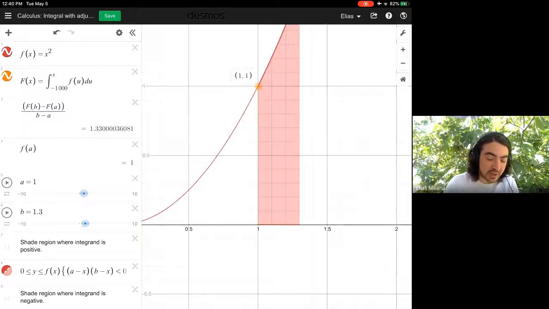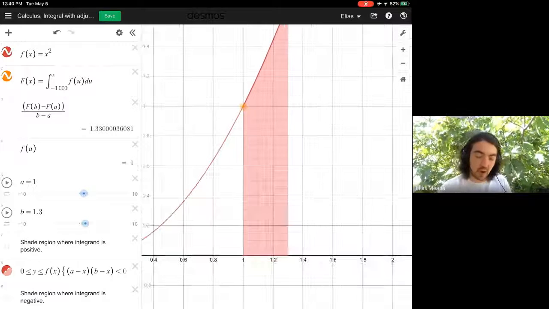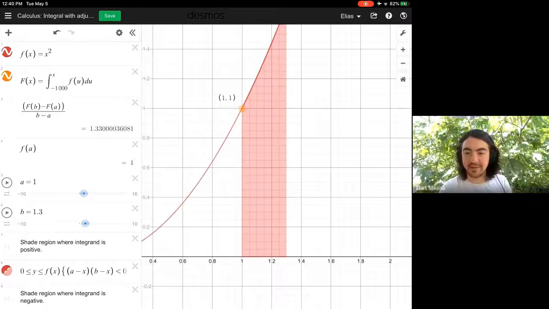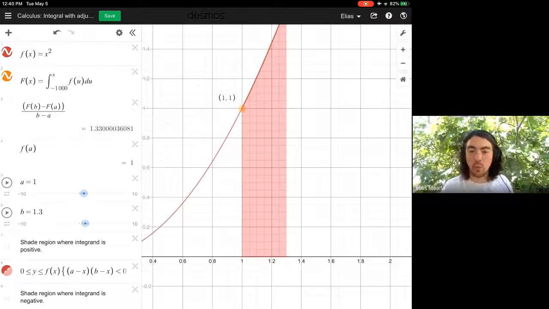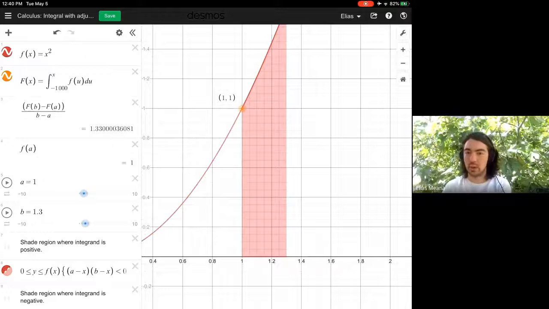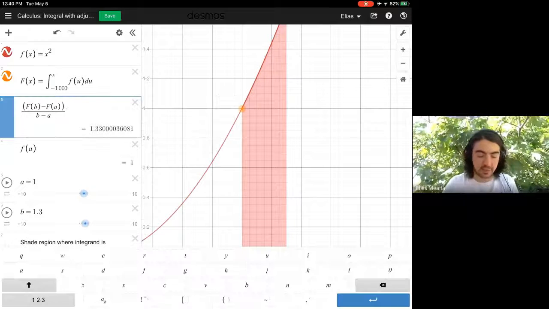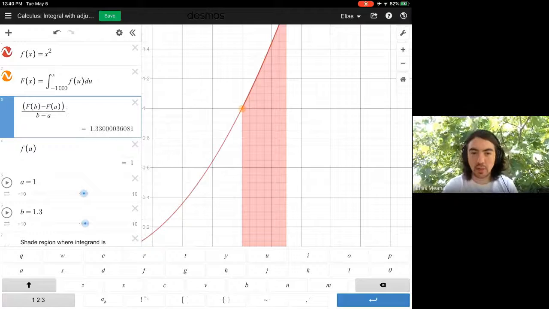Okay. All right. So if you notice, right, our f of a is the point 1, 1, right? So when we plug in a is equal to 1, f is equal to 1 there as well, right? That's that coordinate. And the area under this red curve is given exactly by this formula right here. So the area under this region is 1.33000, and so on and so forth. Okay. You guys see that?